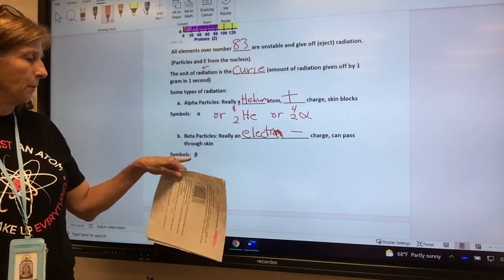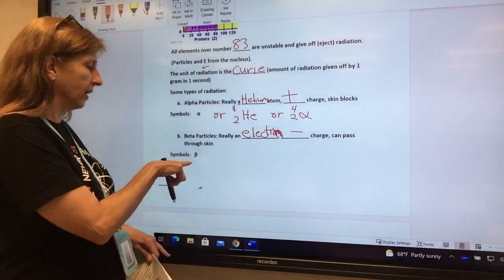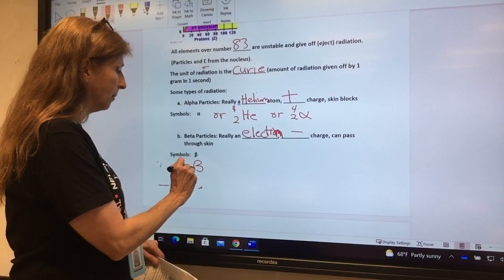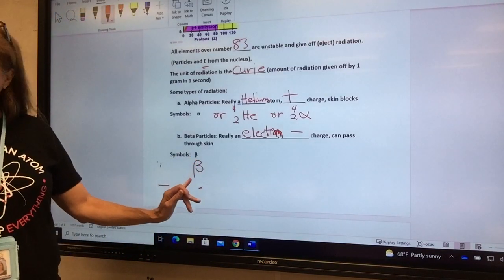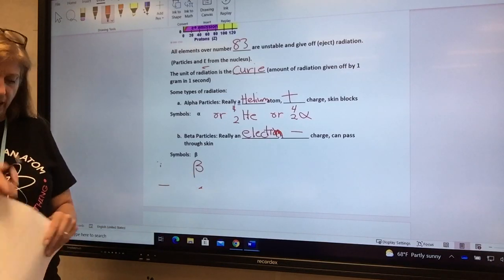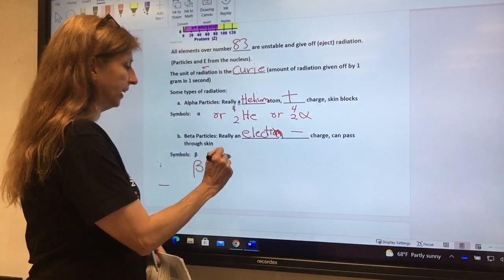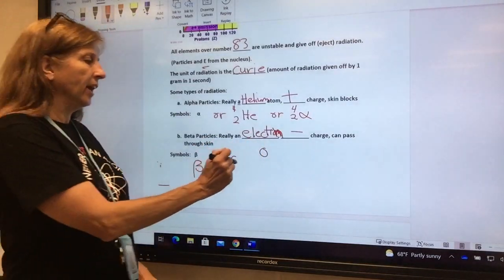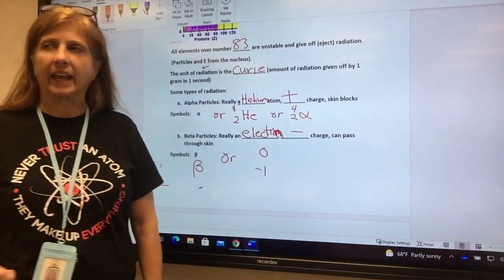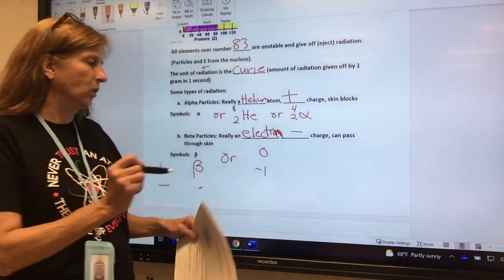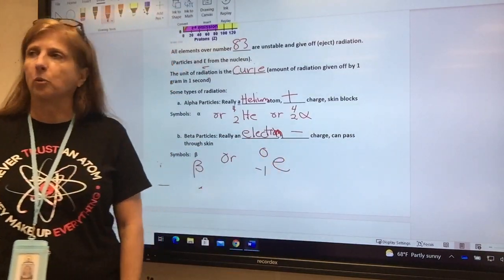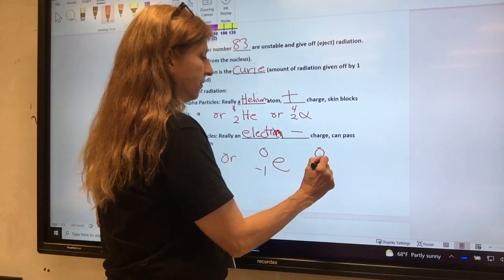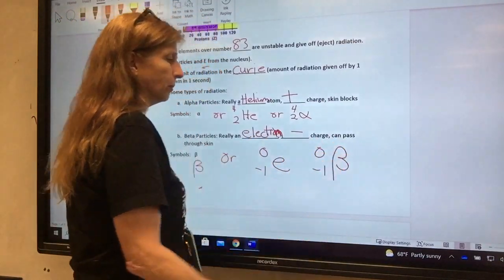The symbol for beta particles is the Greek letter beta. Sometimes it's drawn like this, as a capital B with a tail that doesn't quite meet. So sometimes you'll see it like that. Sometimes you'll see this symbol for electron. Electrons have no mass. They don't have any protons, but they have sort of like an antiproton, a charge of -1. And the symbol for electron is a lowercase e. Sometimes they'll put the beta there instead. It'll be 0, -1 with the beta symbol.